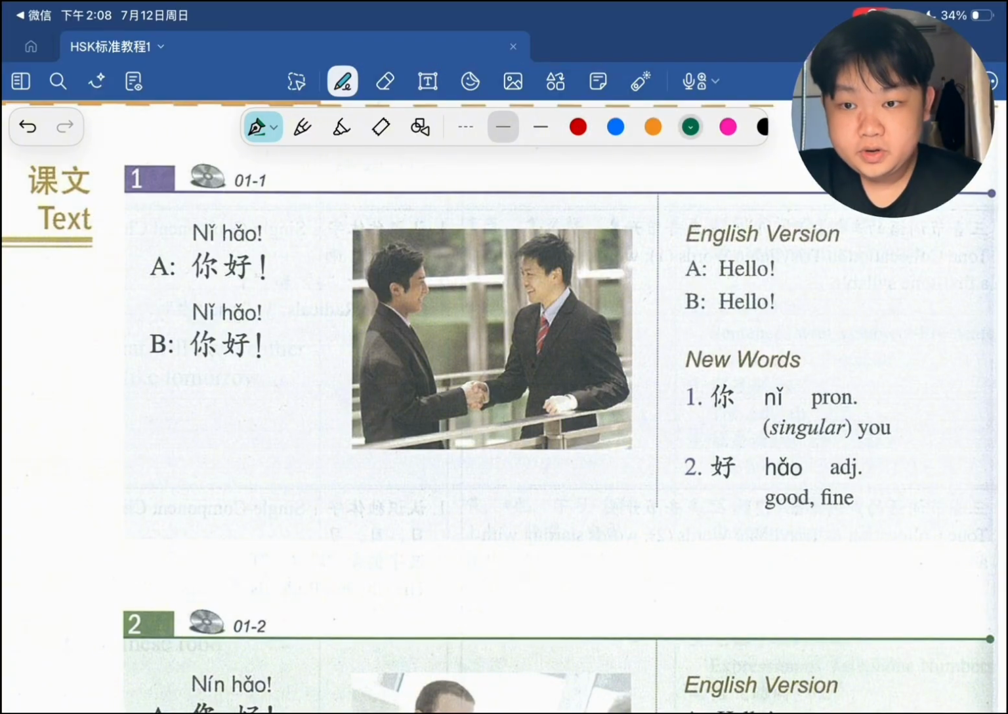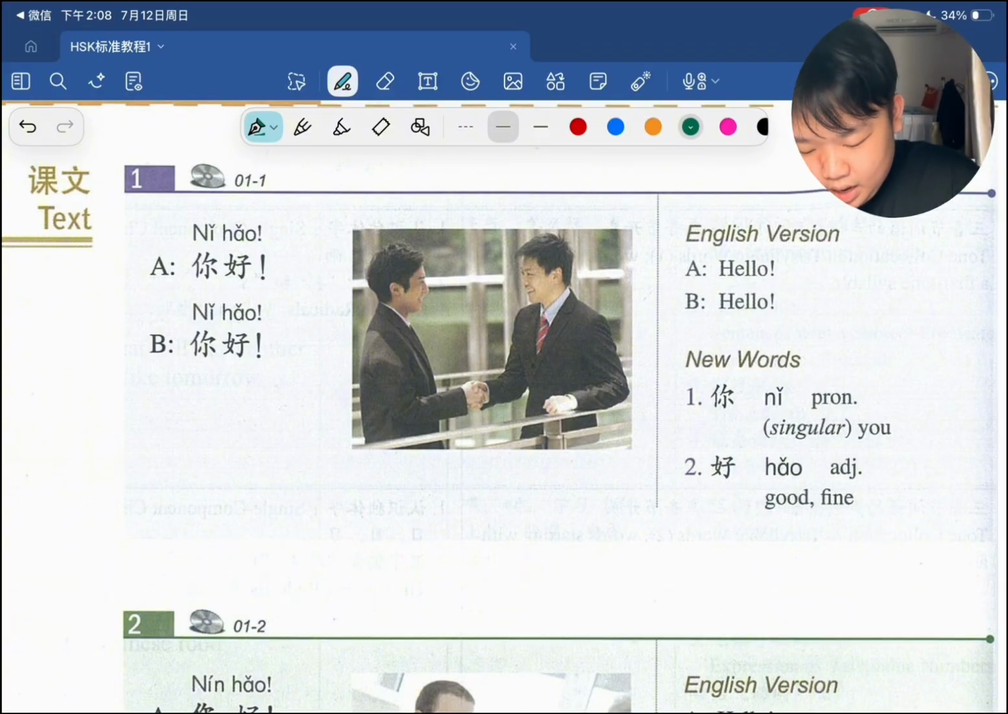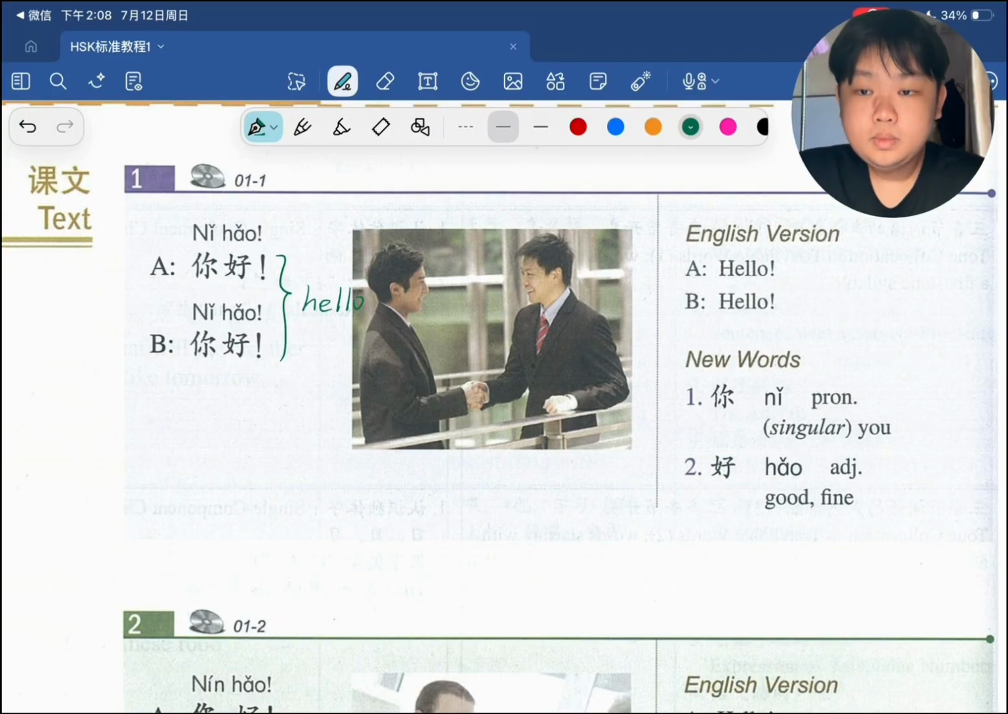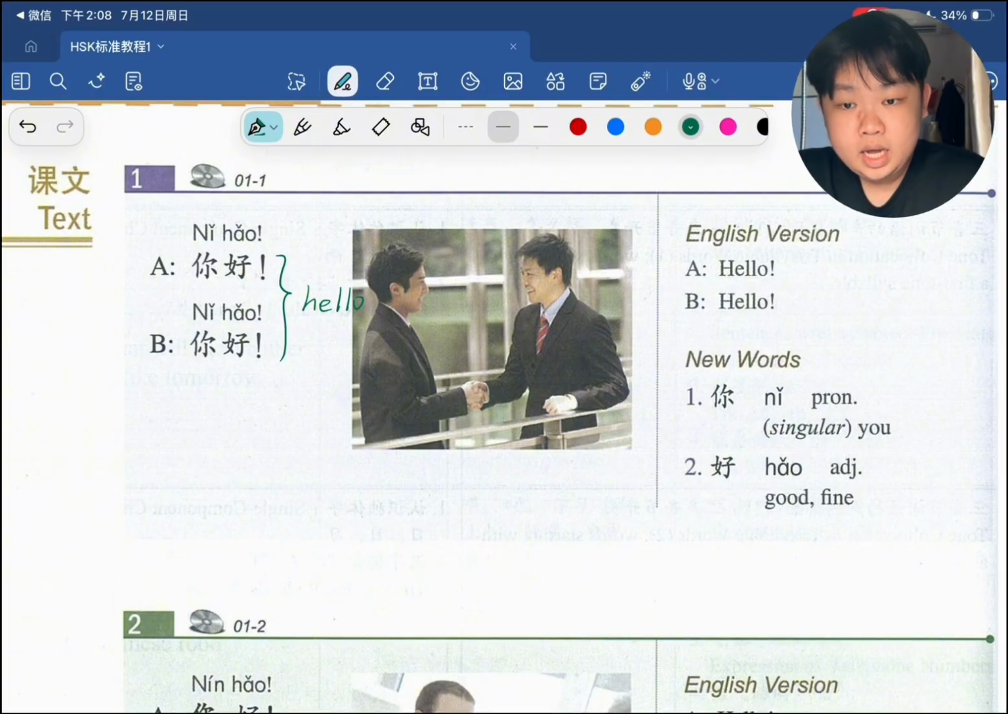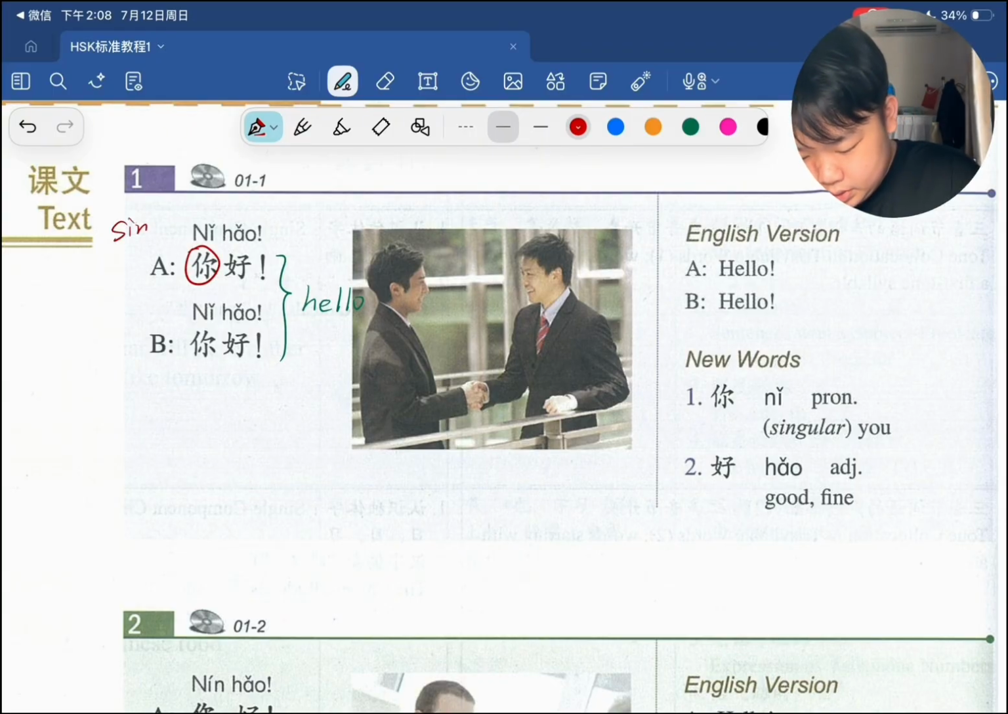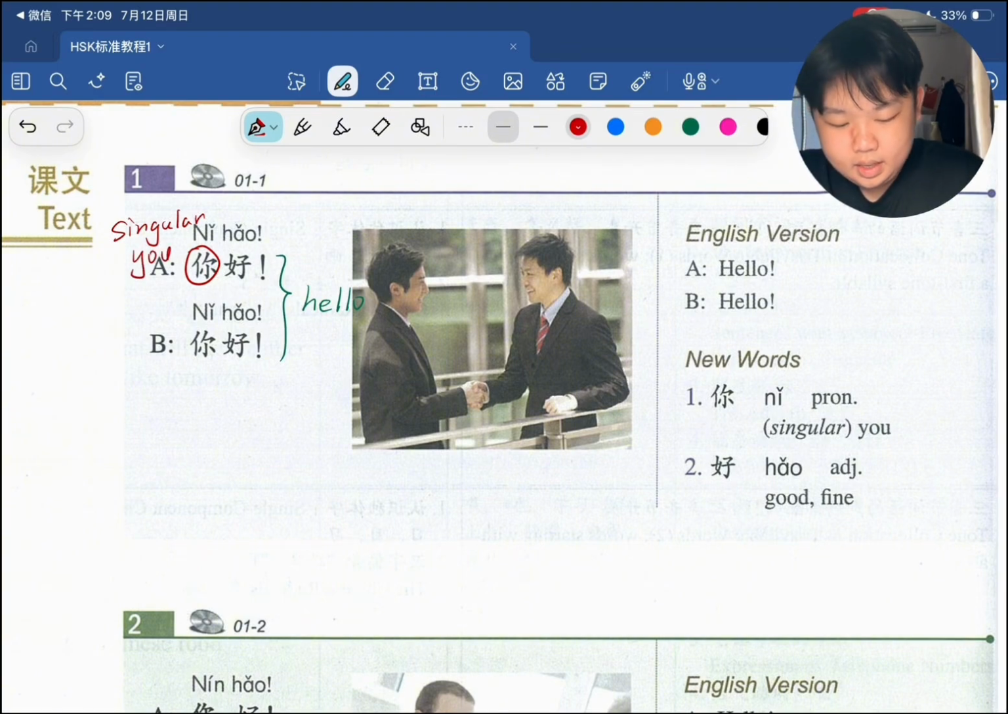你好. First, let's look at the text section. In dialogue 1, A says 你好 and B replies 你好. So the 你好 means hello. The new words we learn here are 你 and 好. 你 is a pronoun meaning singular form of you. Hao is an adjective, meaning good or fine.